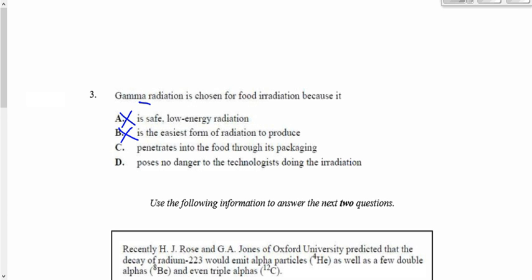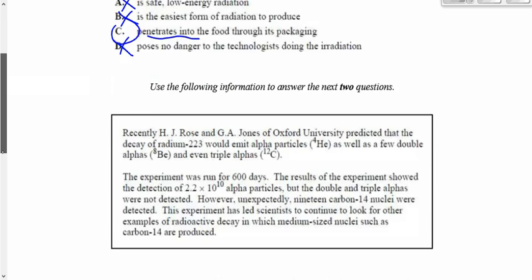Does it penetrate into the food through its packaging? Gamma rays have the highest penetrating power of the 3 types of radioactivity. So that looks like it might work for us. Poses no danger? No, definitely not. It does pose danger. All right, so the answer is C for that one, of course. Next question.